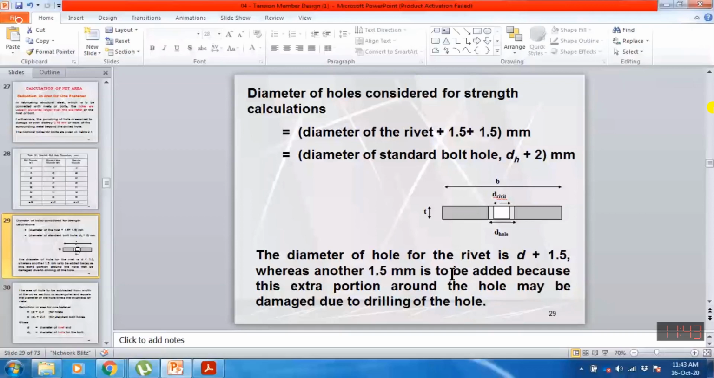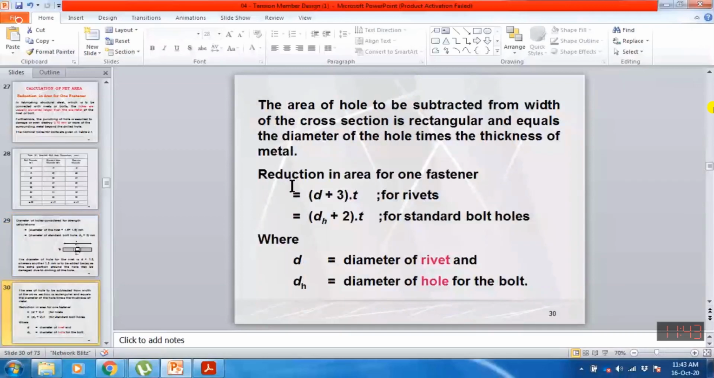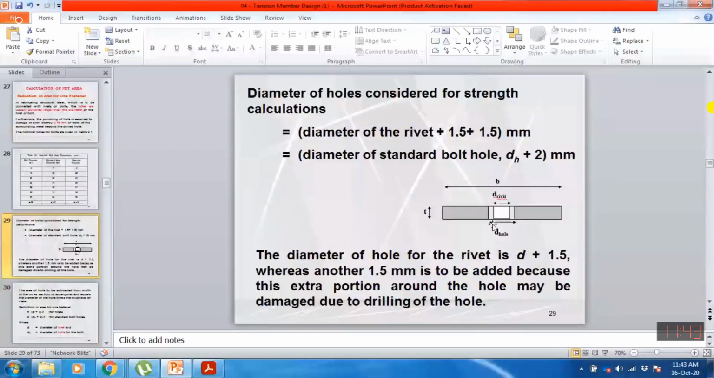So in that case, what can I say is the total reduction? So this is the total width that we are reducing. And on the other side we have the thickness of the section, so we need to multiply this diameter with this thickness. So for example, this is the cross section at the net area, so it means that we have to subtract this whole side. So what area are we subtracting? Diameter of the rivet plus 3 multiplied by thickness. It means that we have to subtract this area in order to compute the net area.